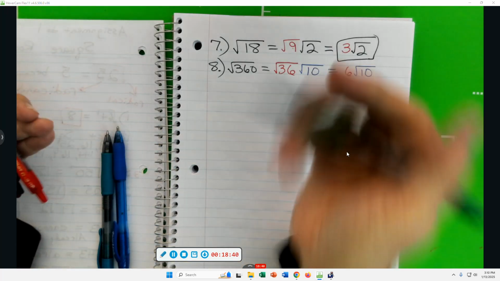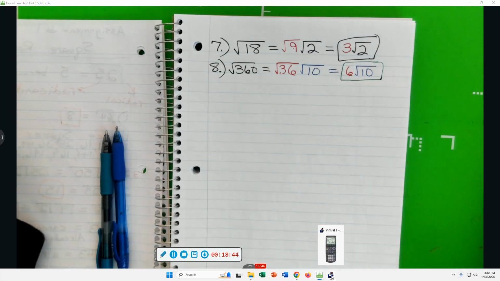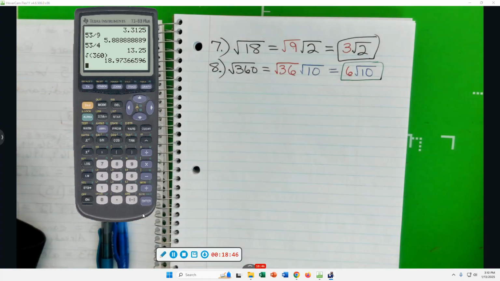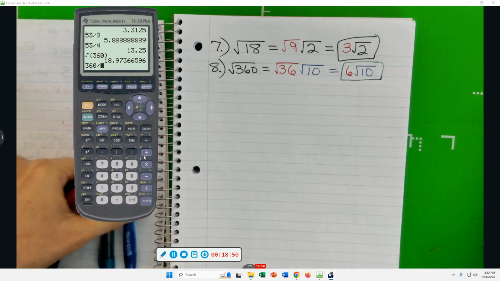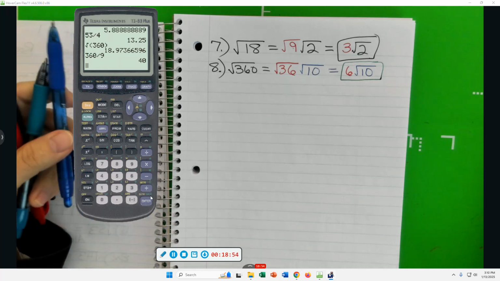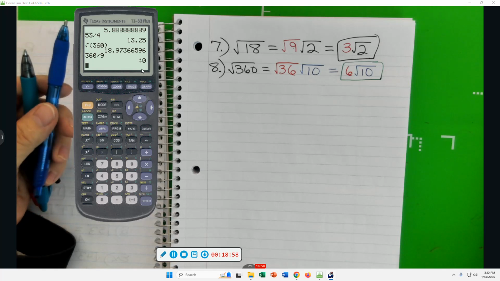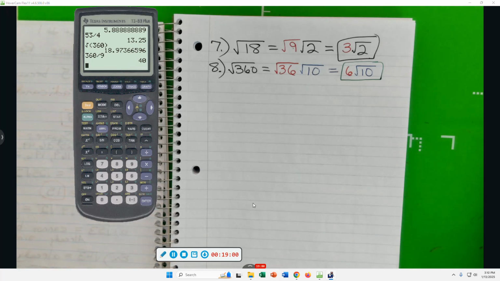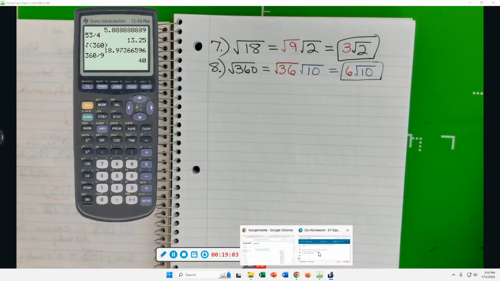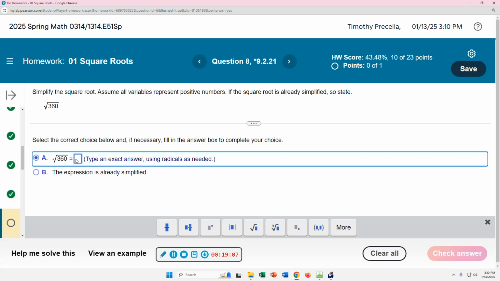Any questions on our logic there? Make sure you're using the biggest perfect square that divides evenly. 9 divides evenly into it, giving 9 times 40, but that won't give you the right answer because 40 can be reduced further. 4 divides evenly into it. You have to use the largest perfect square. And what did y'all say that is? 6 square roots of 10.